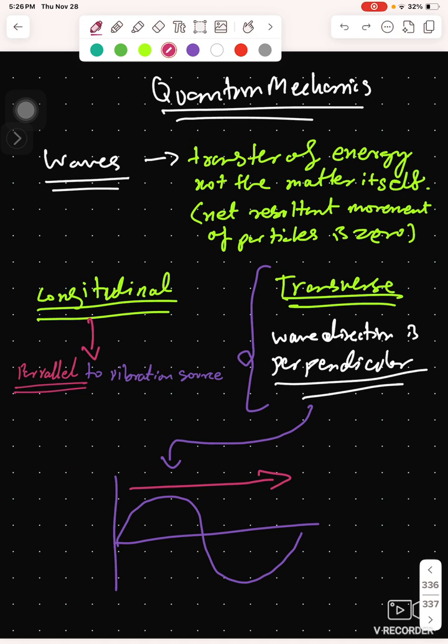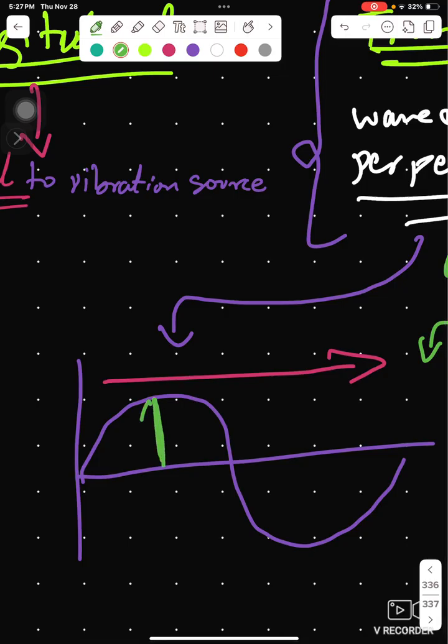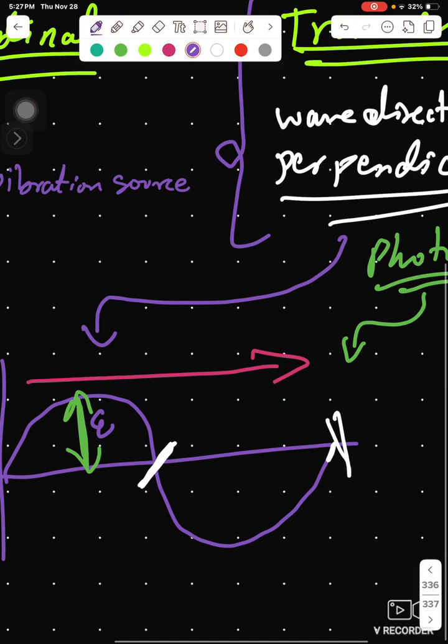Okay, and one more thing, photons or electromagnetic waves are transverse waves. Now let's talk about the properties of this wave. This change in height is the amplitude. And we know that a full wave is known as a lambda.